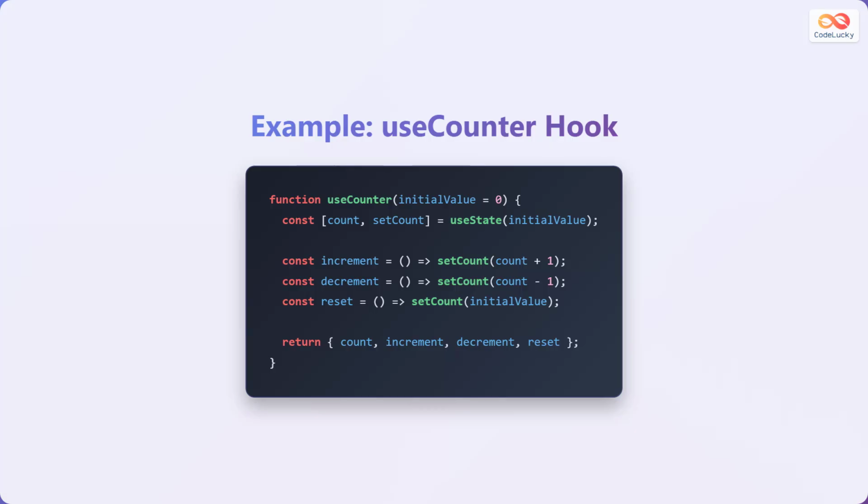Increment function increments the count by 1, decrement function decrements the count by 1, and reset function resets the count to initial value. Finally, the hook returns the count variable and the three functions. In short, the hook encapsulates the logic for incrementing, decrementing, and resetting a counter.